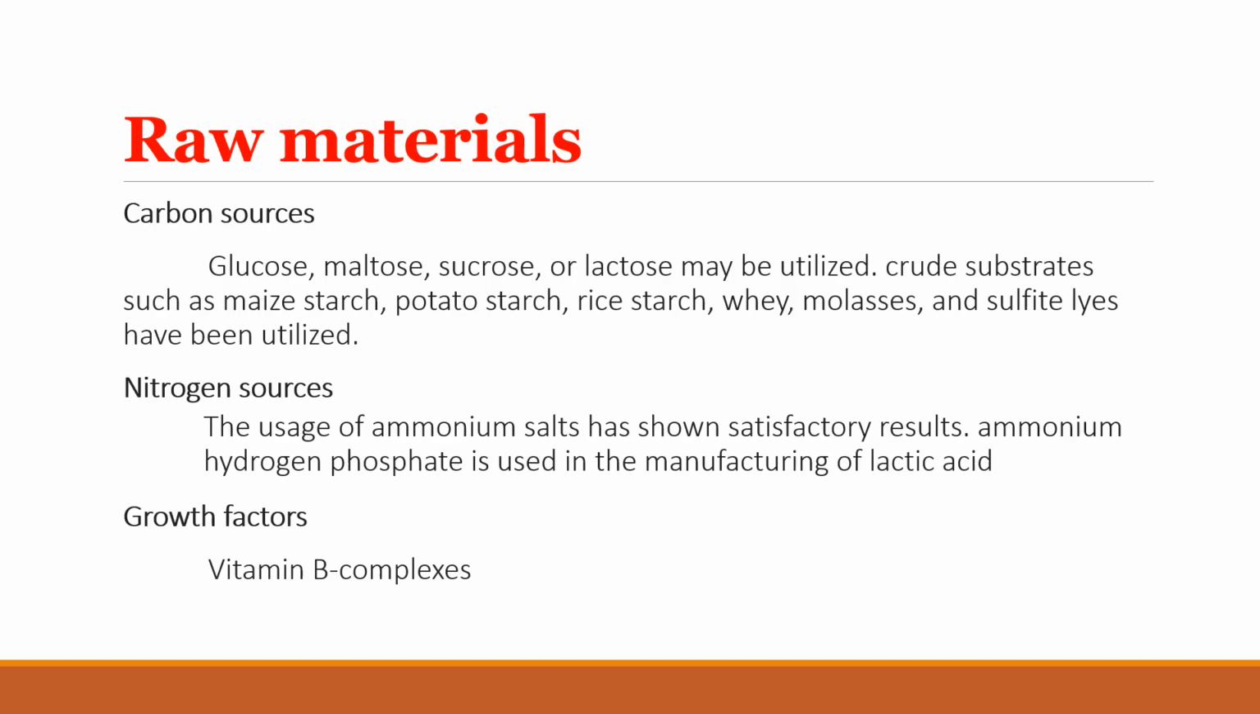The raw materials include a carbon source, nitrogen source and growth factors. The carbon source includes glucose, maltose, sucrose or lactose, and crude substrates such as maize starch, potato starch, rice starch, whey, molasses, etc. For the nitrogen source, ammonium salt is one of the major sources used here. The ammonium salt used in the manufacture of lactic acid is ammonium hydrogen phosphate. Growth factors: since Lactobacillus needs complex nutrients, vitamin B complex is used as a growth factor.